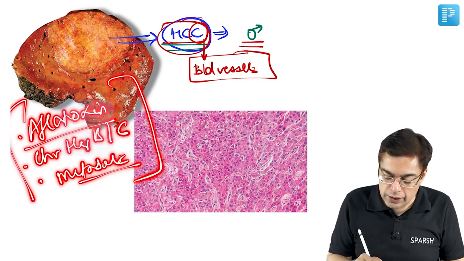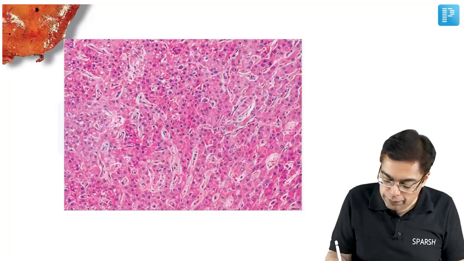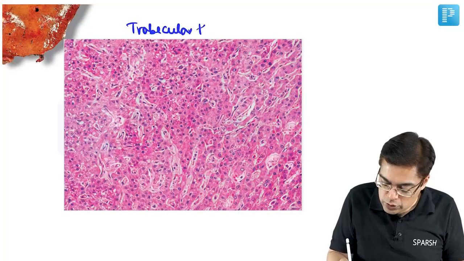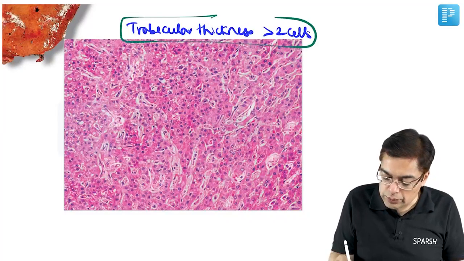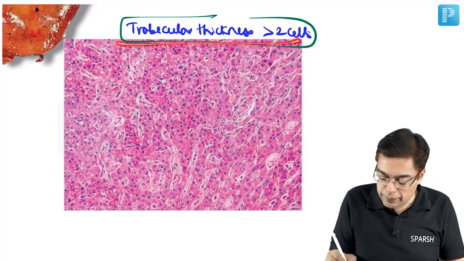All those things are what are already known to you. At a microscopic level, what you have over here is presence of important findings. Fact number 1, you are going to have the presence of trabecular thickness exceeding more than 2 cells. Fact number 2, whenever we are talking about a hepatocellular carcinoma, in this kind of condition, you are not going to have the presence of reticulin.